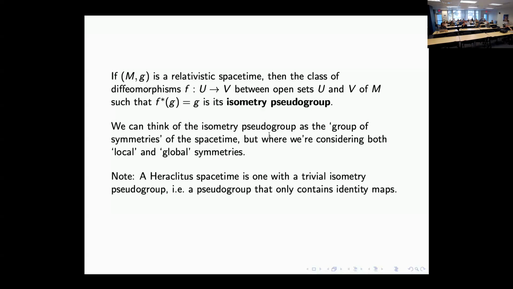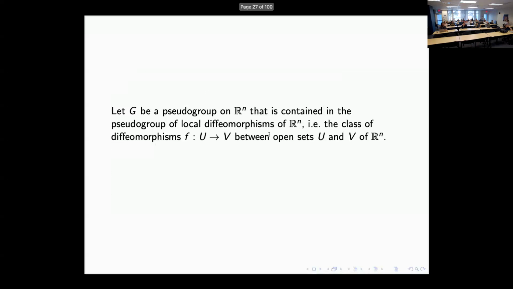Minimum collection of symmetries. Okay, so now we have the resources necessary to define a locally G-structured space. Let G be a pseudogroup on Rn that's contained in the pseudogroup of local diffeomorphisms of Rn. So this is the pseudogroup I defined a couple slides ago. Another way to say this: let G be a pseudogroup on Rn such that all of the maps in G are diffeomorphisms between open subsets of Rn, okay?